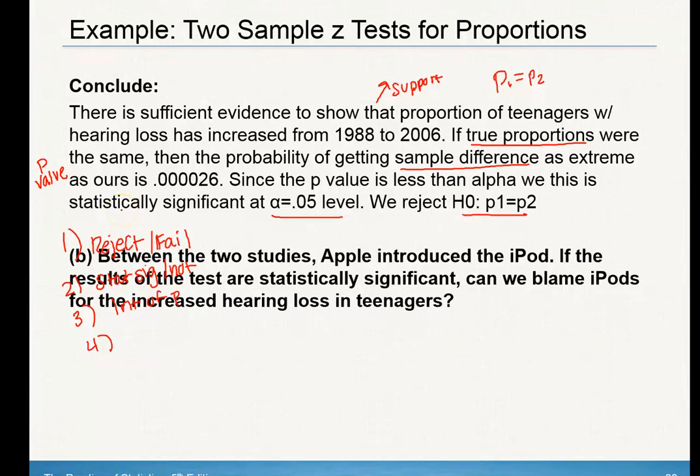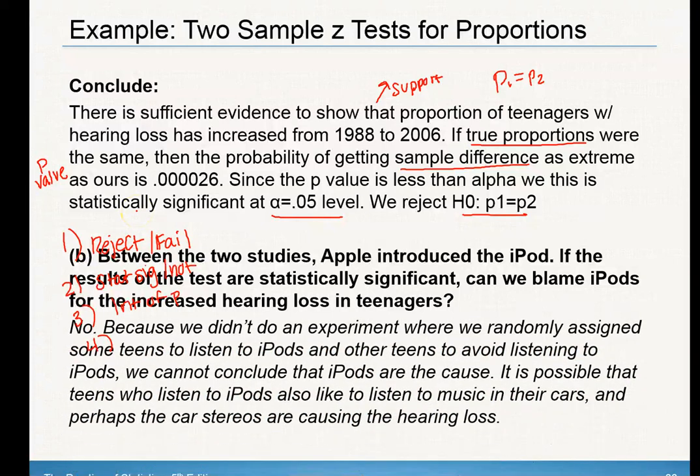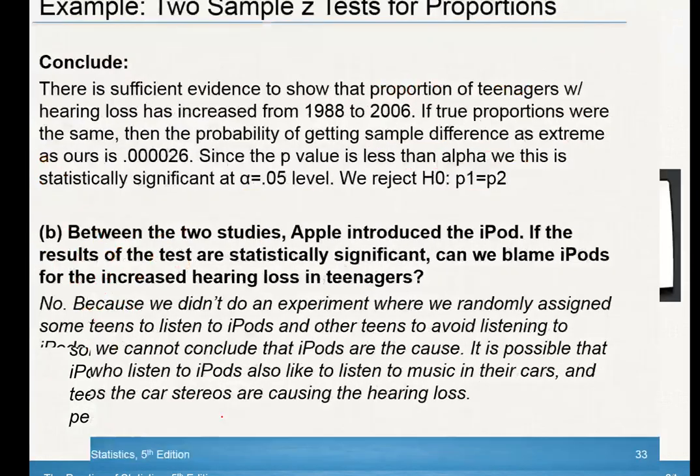So between the 2 studies, Apple introduced the iPod. If the results of the test are statistically significant, can we blame iPods for the increased hearing loss in teenagers? Let's think about that for a second. No, why not? Here's the reason. We didn't do an experiment where we randomly assigned some teens to listen to iPods and others to avoid listening to iPods. So we can't conclude that iPods are the cause. It's possible that teens who listen to iPods also like to listen to music in their cars, and perhaps the car stereos are actually causing the hearing loss. So just be careful with that. We'd have to do a test in order to determine that.